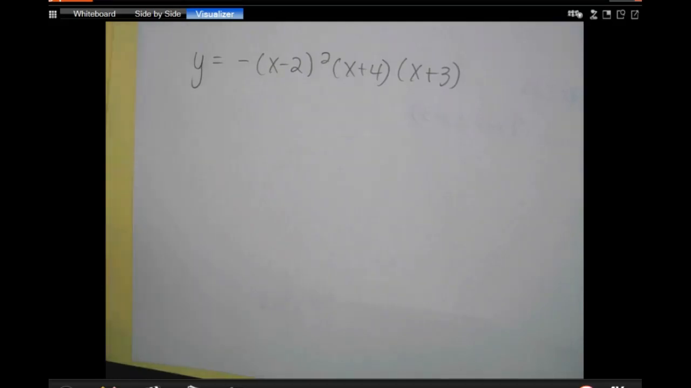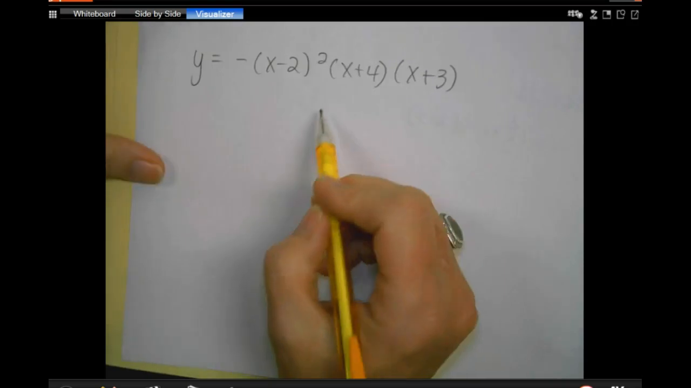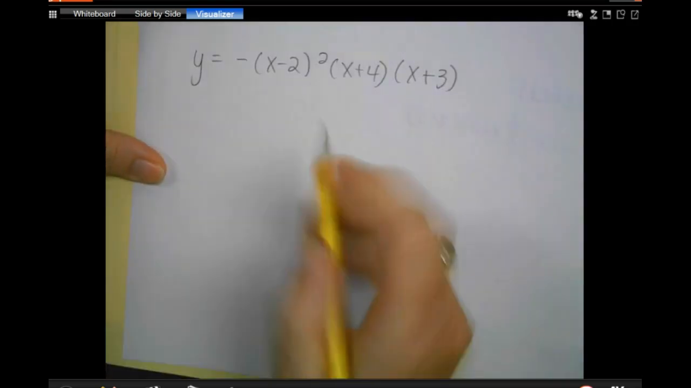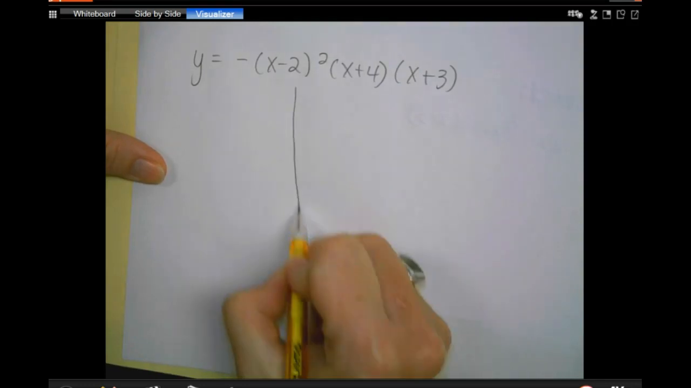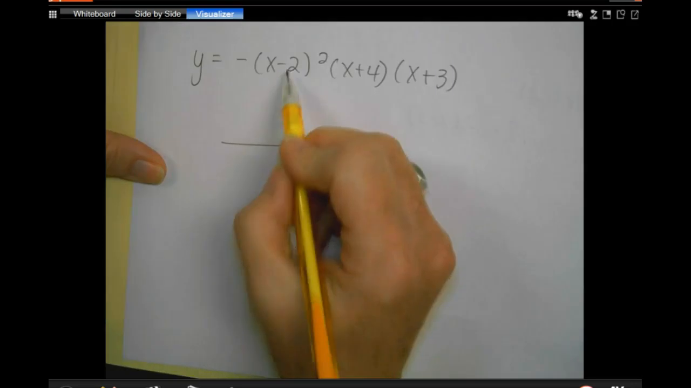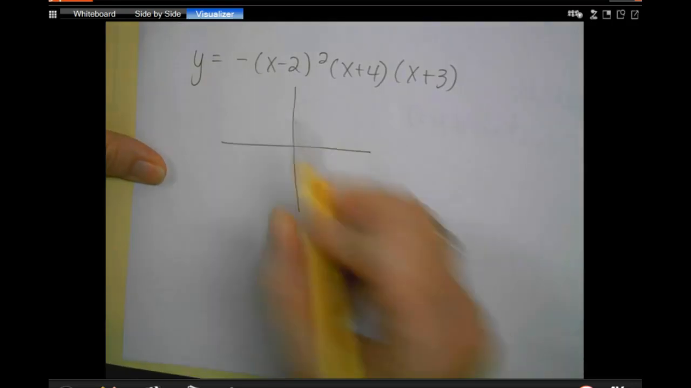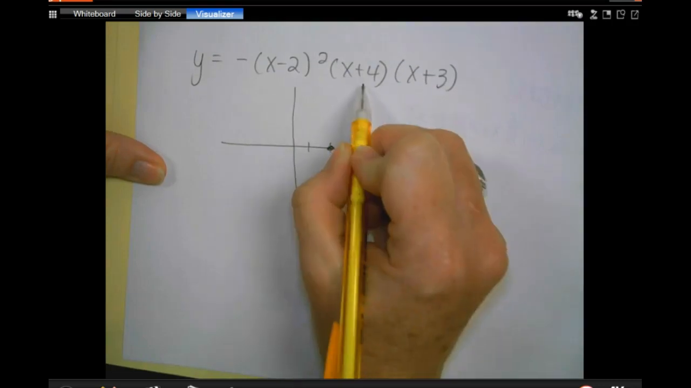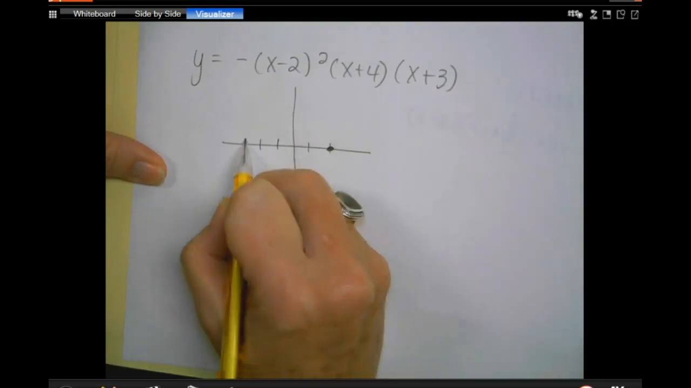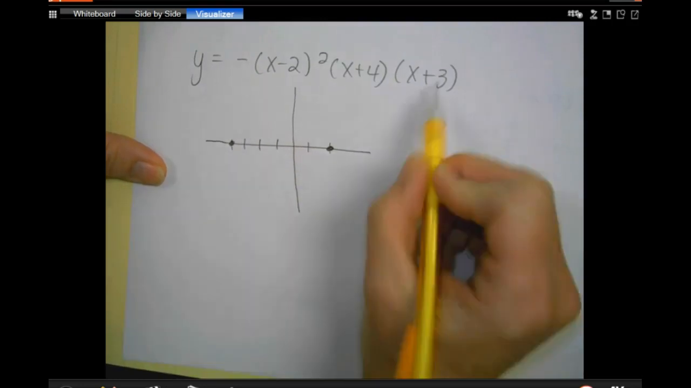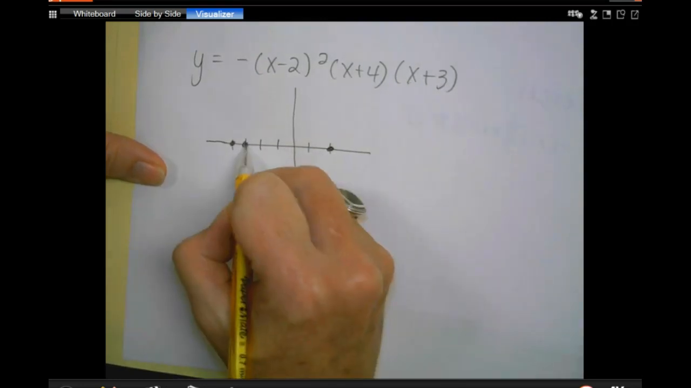Okay, so I'm going to graph one with you. What's the first step I do when I'm graphing? The x-intercepts. So the first x-intercept is a positive 2. The second x-intercept is negative 4. And the other x-intercept is negative 3.